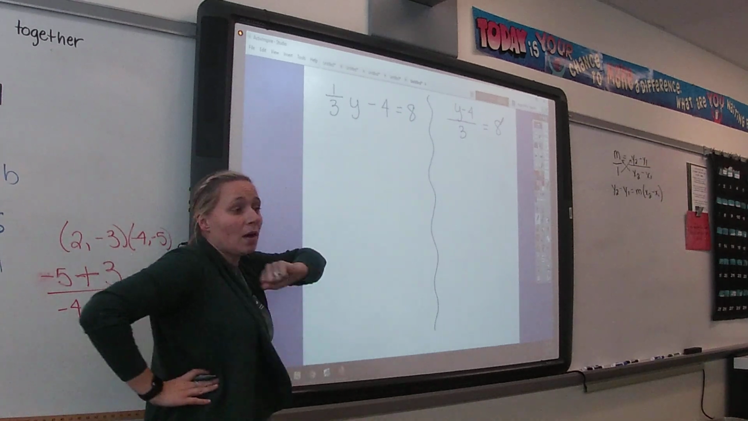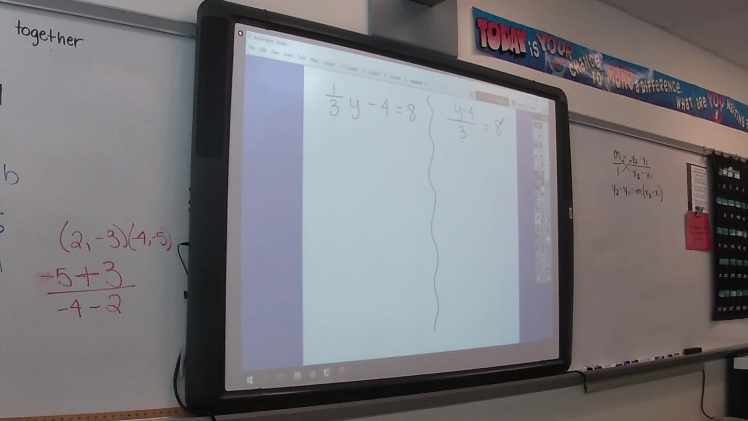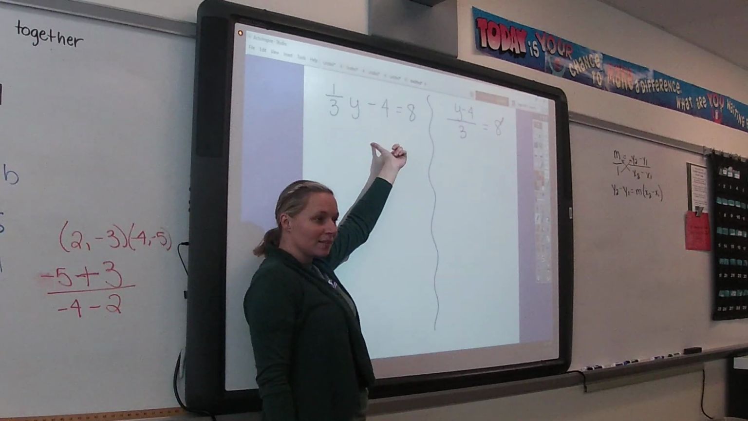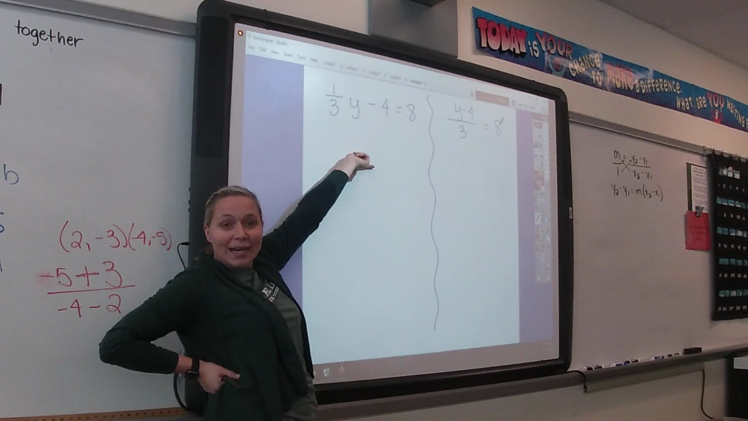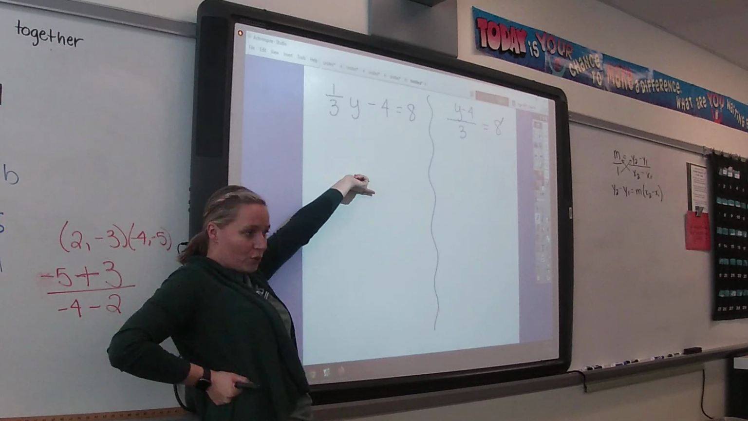So problem over here on the left, 1/3 y minus 4 equals 8. What am I going to do first to solve this equation? We all know the answer. What do I need to do first to solve this? Add 4. Do we agree? Yes, of course we all agree because we've been doing this for like 2 years.